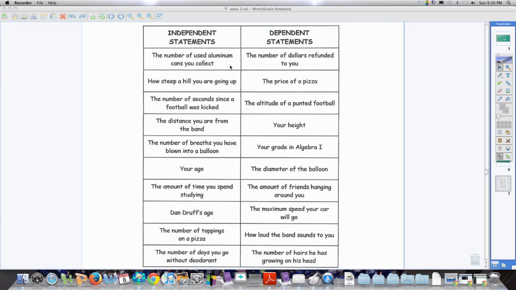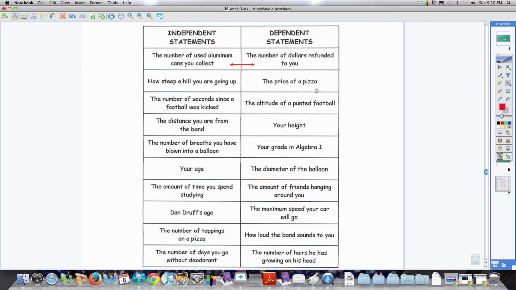And see how this works. The amount of money that I get for the aluminum cans depends on the number of cans I collect. So these two right here, let me grab a little line. These two right here are connected. The number of dollars refunded to you depends on how many cans you collect. All right, let's do the next. We'll do a couple more and that'll be it.